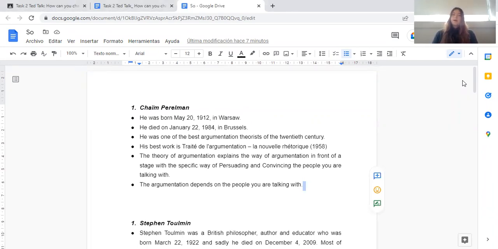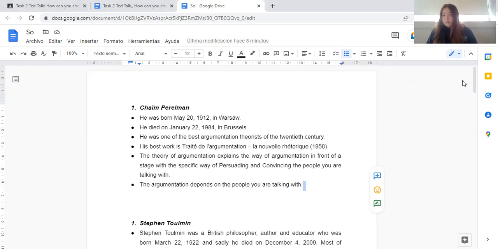Chaim Perelman was born on May 20, 1912 in Warsaw, and sadly he passed away on January 22 of 1984 in Brussels. He was the best argumentation theorist of the 20th century, and he published his best work, the one he's known for, in 1958, called The Theory of Argumentation. In this theory, he explains the way of argumentation that we do in front of an audience, with a specific way of persuading and convincing the people you are talking with.